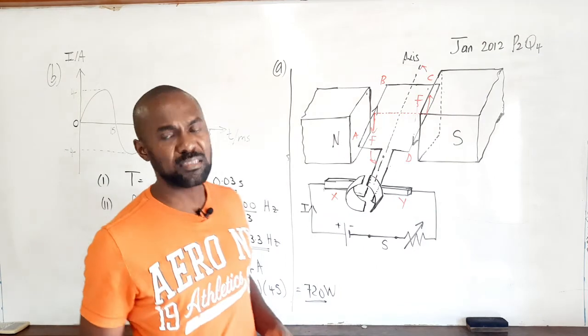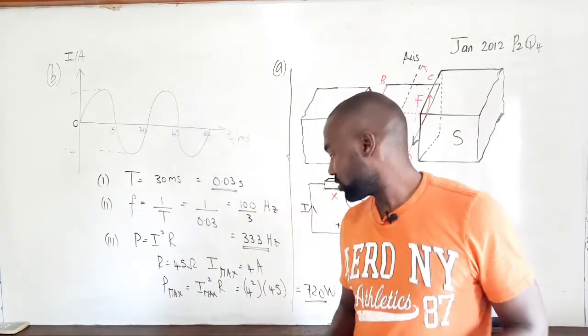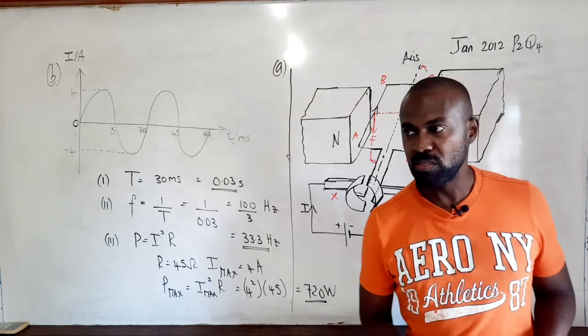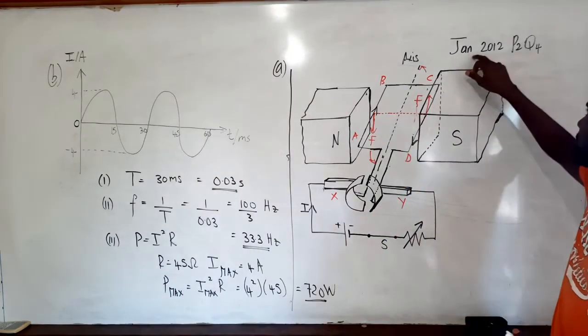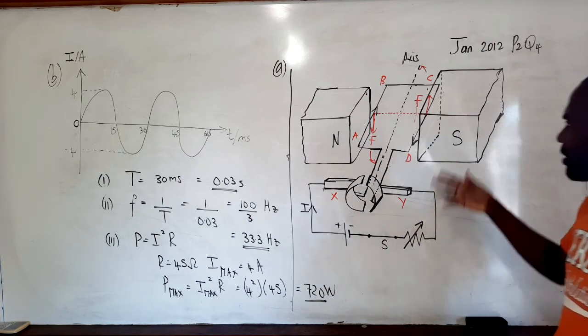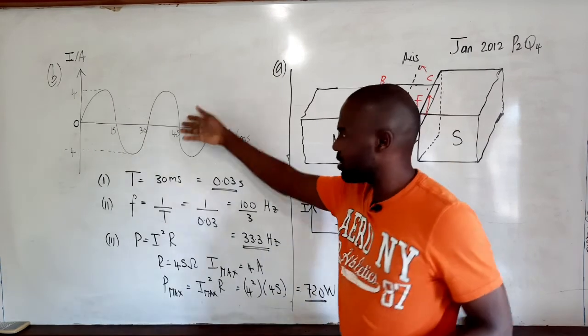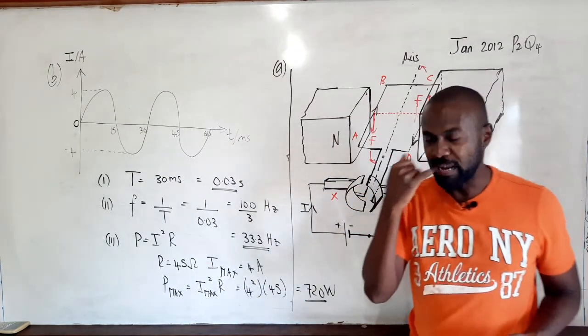And so therefore the maximum power dissipated in the resistor is 720 watts. So once again, this question was from January 2012, paper 2, question 4, in which you're able to look at the DC motor as well as do a few calculations pertaining to the waveform of an alternating supply.